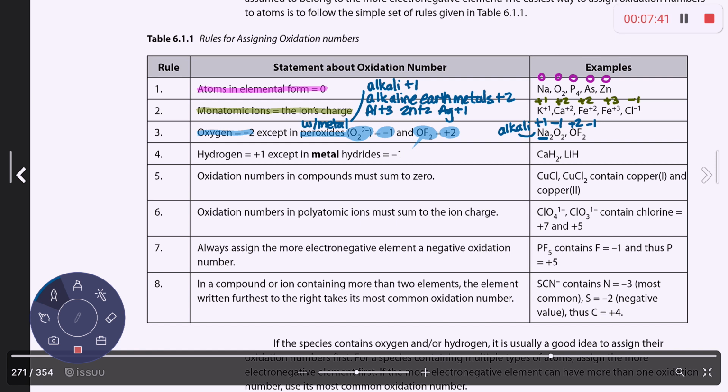Okay? And generally speaking, because fluorine is a halogen, the halogens generally have oxidation numbers that are the same as their charge, which is a -1. Okay? Let's go on to the fourth rule.